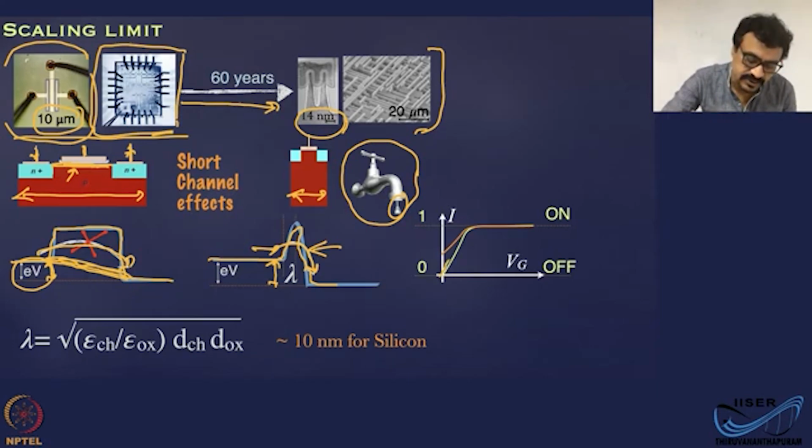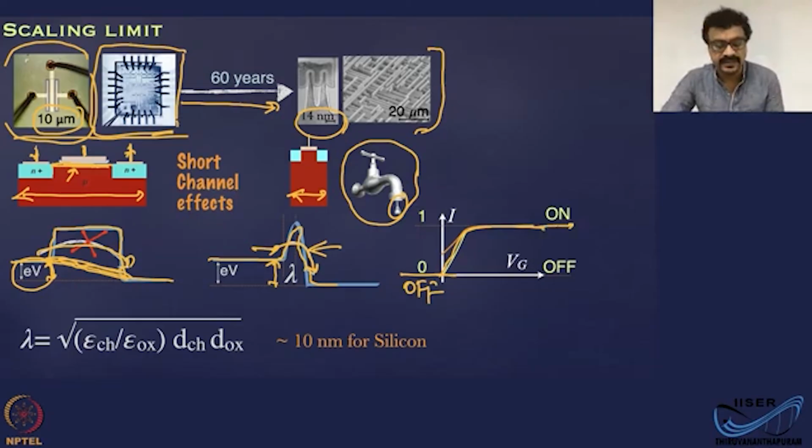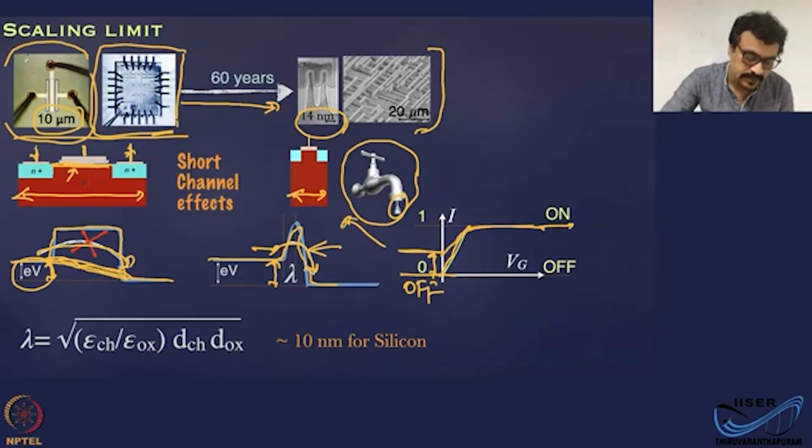So you're supposed to be here, this is your off state and this is your on state. But since you have a leaky tap or leaky system, your off state will be somewhere here because you still have a non-zero current when it is off. So this is equal to saying that you don't have a well-defined on and off state.